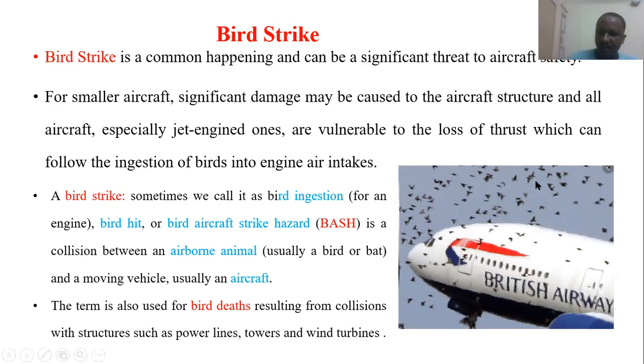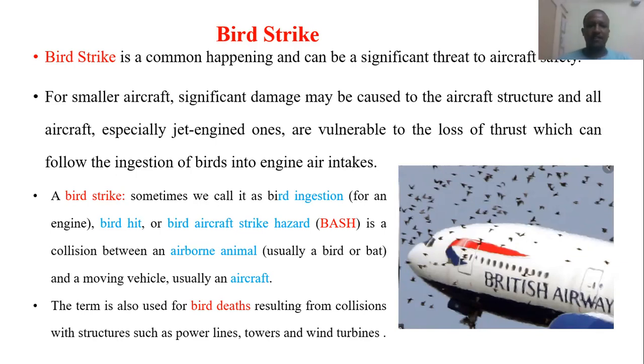So what you can see here is a flock of birds, which hits the structure while the aircraft is in takeoff, or in the case of landing. That can cause a number of damages to the aircraft structure. Bird strike, sometimes we call it bird ingestion for the engine case. When the bird is ingested into the engine, then we call it bird ingestion.